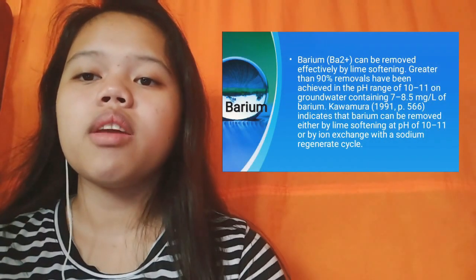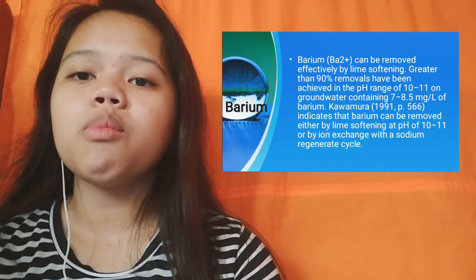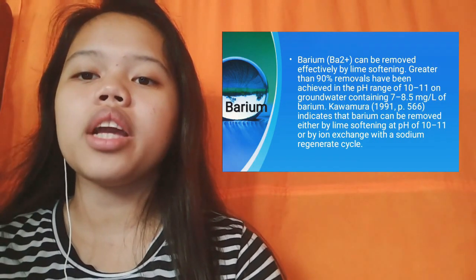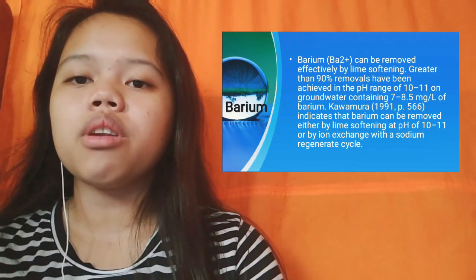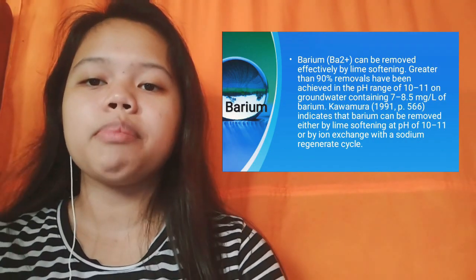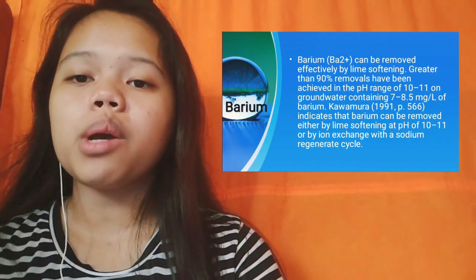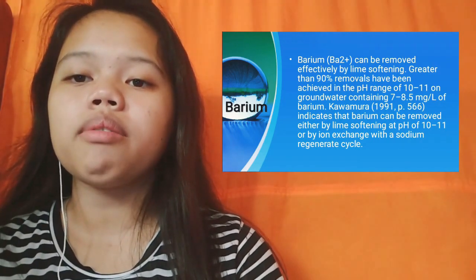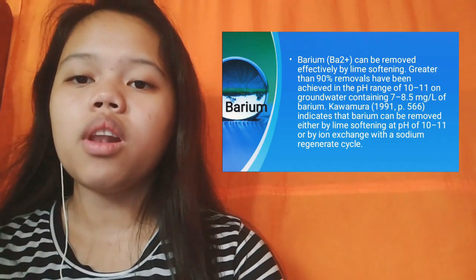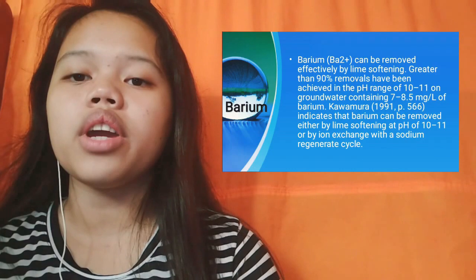Barium can be removed effectively by lime softening. Greater than 90% removals have been achieved in the pH range of 10 to 11 on groundwater containing 7 to 8.5 mg per liter of barium. Kawamura indicates that barium can be removed either by lime softening at pH of 10 to 11 or by ion exchange with a sodium regenerate cycle.